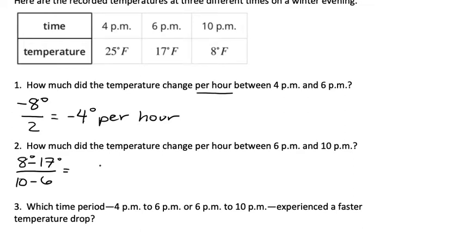So my temperature change was -9 degrees, and my time change was 4 hours. And if I divide -9 by 4, I get -2.25. So my temperature change was -2.25 degrees per hour.